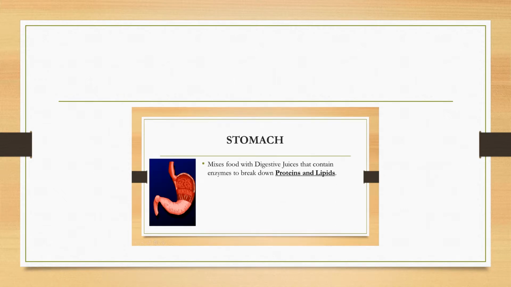So we have the third organ, the stomach. The stomach mixes food with digestive juices that contain enzymes to break down proteins and lipids. In this organ, hydrochloric acid is secreted so that it can kill the bacteria found in our food. The food found in the stomach is already called chyme. It is where digestion happens. So the food in the stomach is being digested with the help of the hydrochloric acid that kills the bacteria.